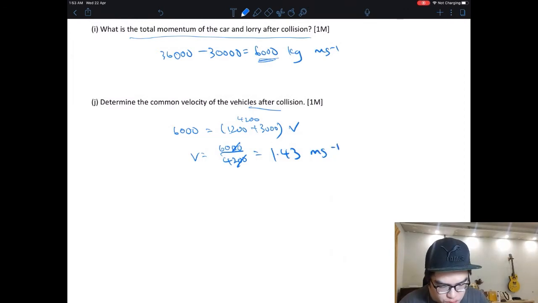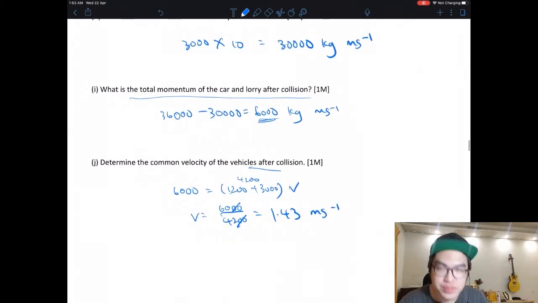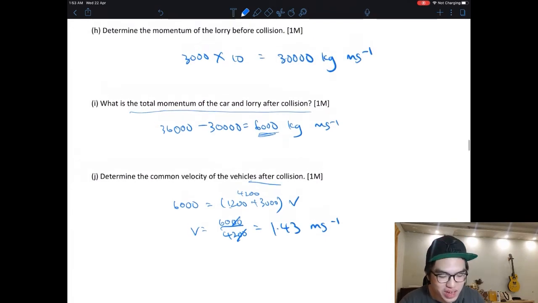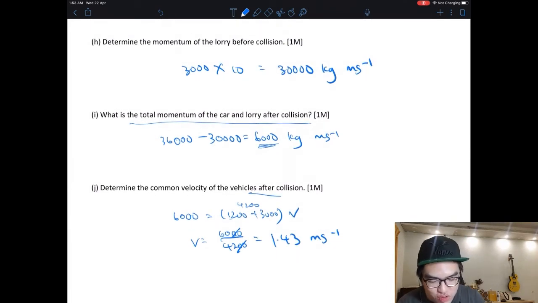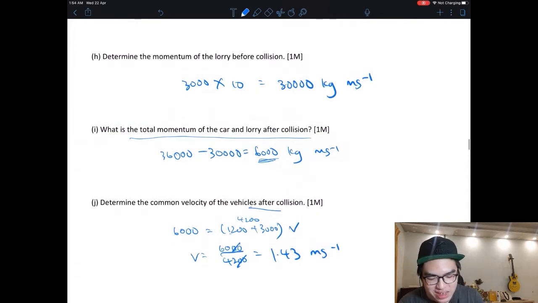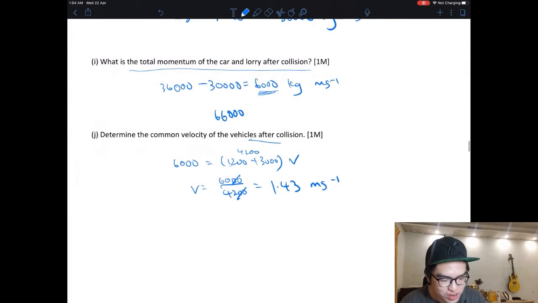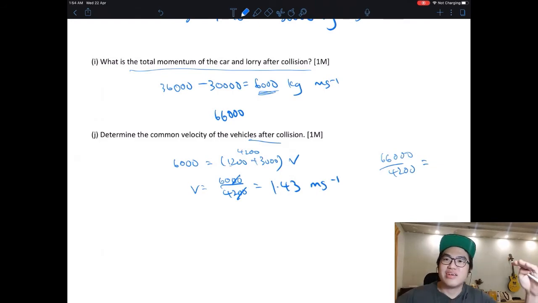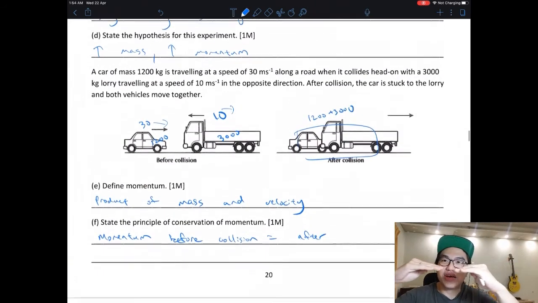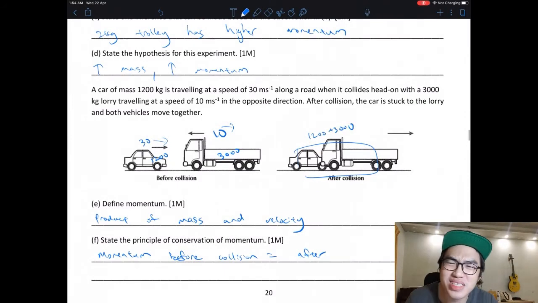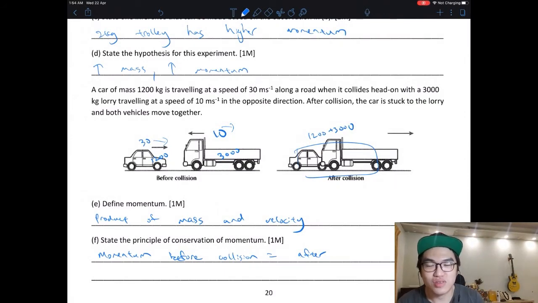All right, so make sure you don't add them together. What happens if you make a careless mistake and add them together? This would be 66,000, and if you put it here, 66,000 divided by 4,200, you will get a stupid huge amount. It means two cars crash together and then they go even faster. That doesn't make sense. That would be so stupid already. So make sure you consider your direction.